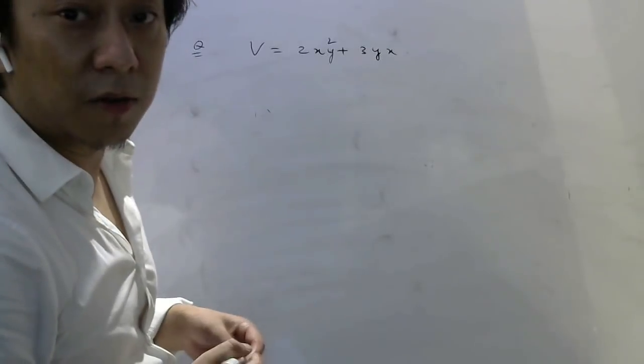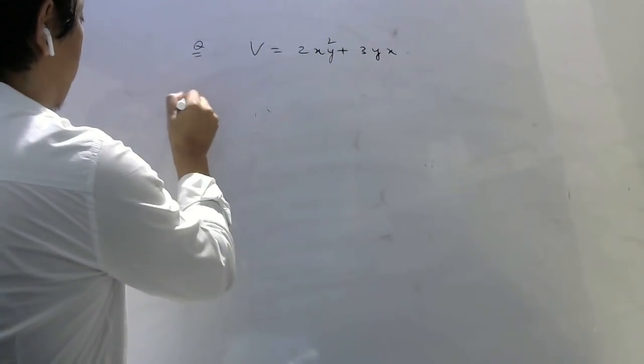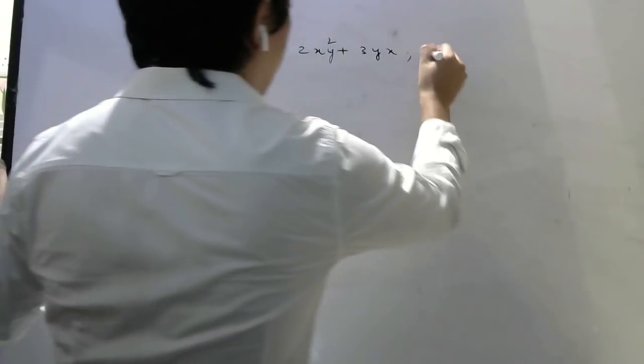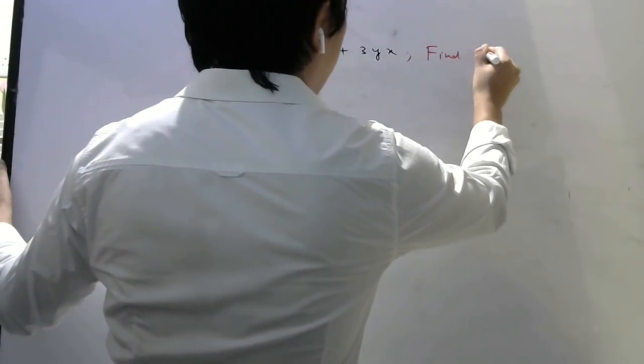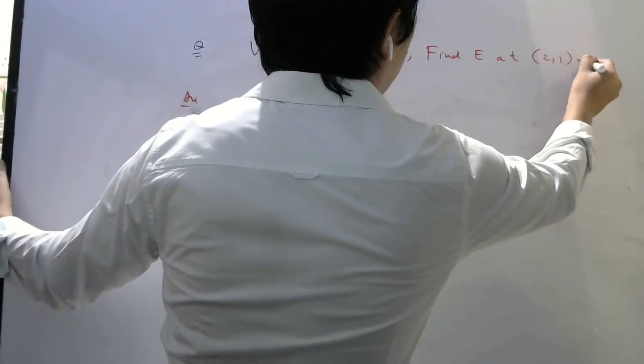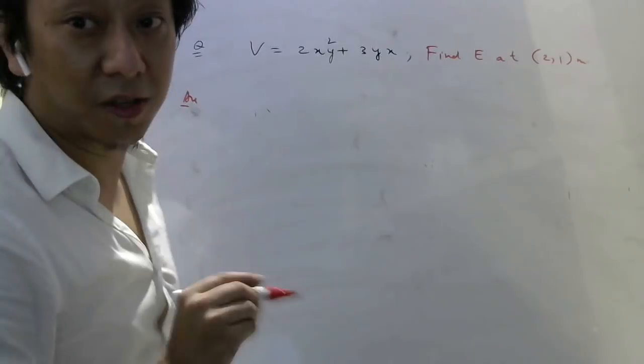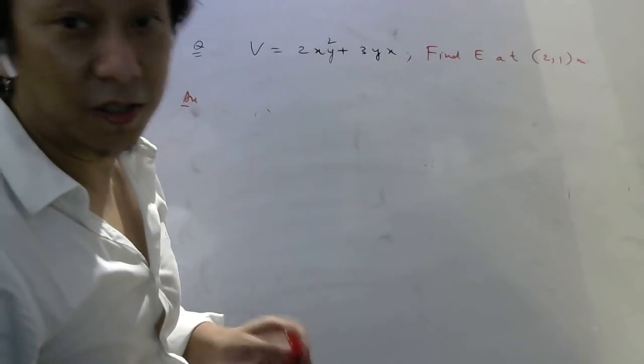Okay. So now you can see potential is a function of x also, y also. So now if I want you to find the electric field at the 2, 1 coordinate, I have to tell you the x and y coordinates both. So if I ask such a question, then how will you do it?